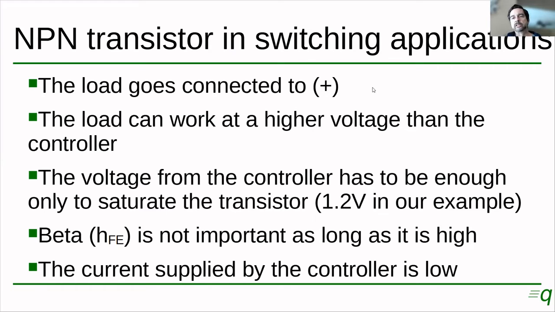As we're going to see in a few slides from now, we don't really know what beta is, but we know it's going to be high, or we know what the minimum value is going to be, and we're going to be designing around that. And the other important thing is that the current supplied by the controller is low. In this case, we had about 1 milliamp or a few milliamps supplied by the controller, and the collector current would normally be a lot higher, right? More than what the controller can normally supply.